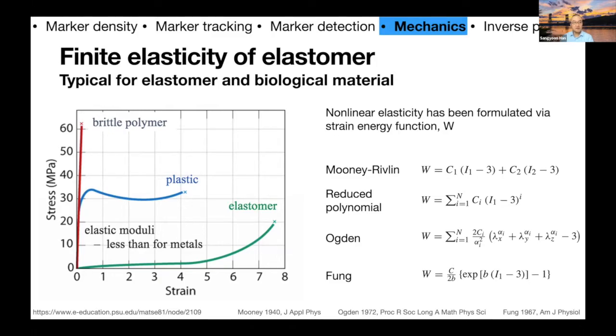We might have to use different mechanics rather than linear mechanics. I'm showing you some typical finite elasticity models. Usually this nonlinear elasticity is formulated via a strain energy function. So there's a Mooney-Rivlin, reduced polynomial, and Ogden and Fung-type models. And this I1, I2, they are stress invariants. I'm not going to go into detail.